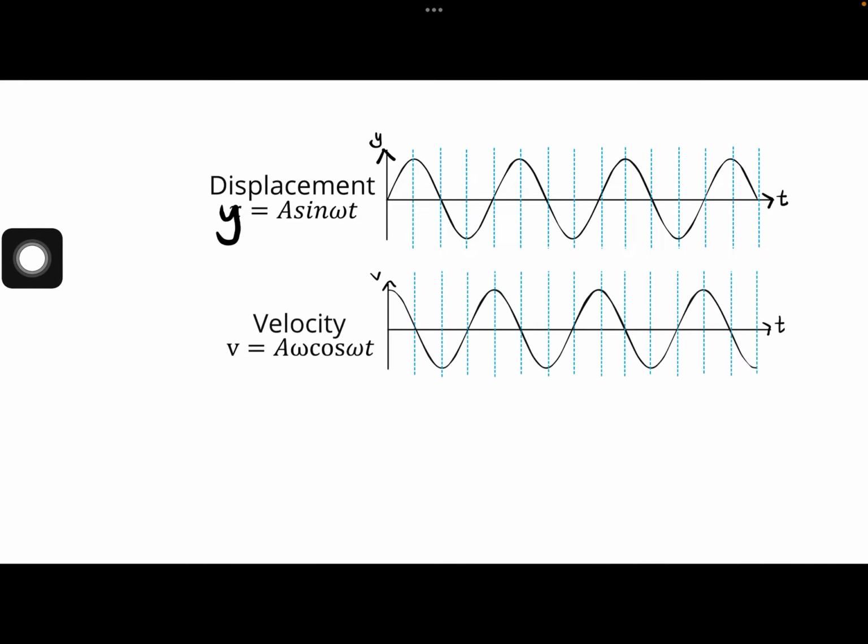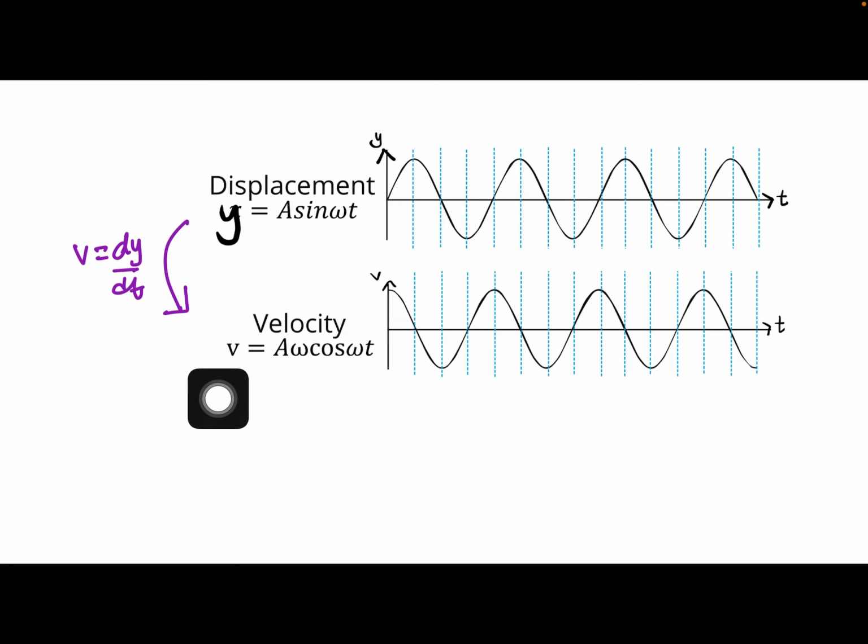We also have equation of velocity or graph velocity against time, okay, where it's given by equation A omega cos omega t. As we know from previous lesson that the velocity is given by rate of change of displacement. So means that from this equation, from displacement equation, you differentiate, then you get A omega cos omega t. So that's why we do have graph like this.